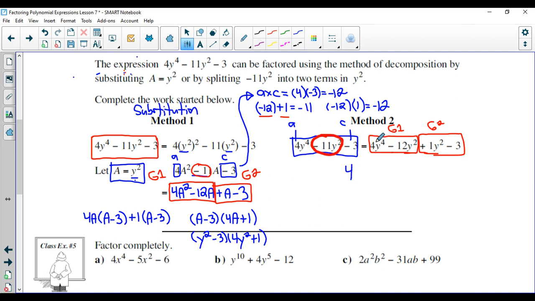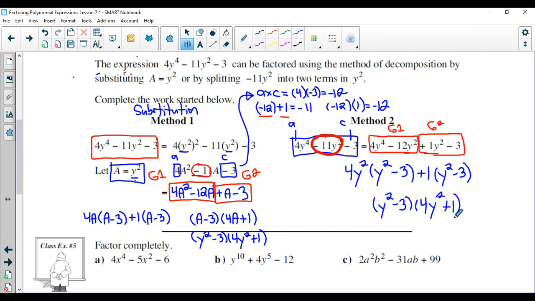And for the numerical coefficient, we can also pull out a common y squared. So I can pull a y squared out of that group, and that'll leave me with 4y to the 4 divided by 4y squared would be y squared. The second one would be negative 12y squared divided by negative 4y squared. So that would be minus 3. Out of the second group, you can pull out a positive 1. And then you'd be left with just y squared minus 3. Then we can pull the y squared minus 3 to the front, and you'd have y squared minus 3, and then 4y squared plus 1.